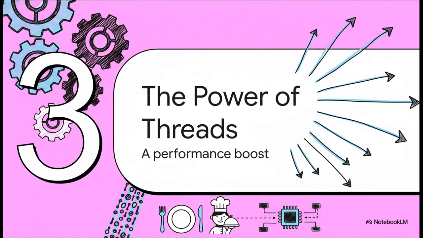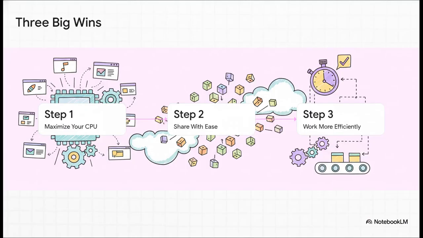So you might be asking, why even bother with this whole model of restaurants and workers? Well, it's because using threads is an absolute game changer for performance and efficiency. Let's break down exactly why this is so powerful. It really all boils down to three huge wins. First, threads let you squeeze every last drop of performance out of your hardware. Second, they make it super easy for different parts of a program to work together. And third, they're just way more efficient to manage.